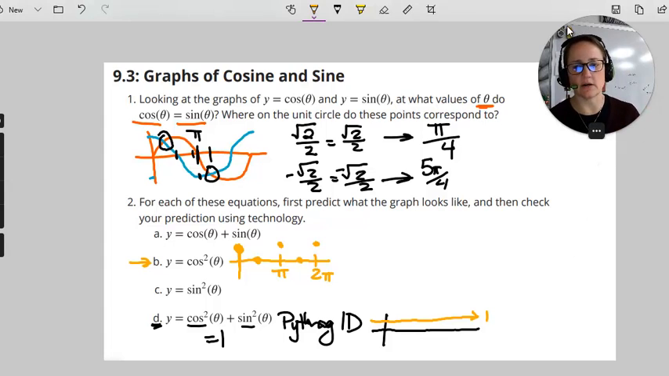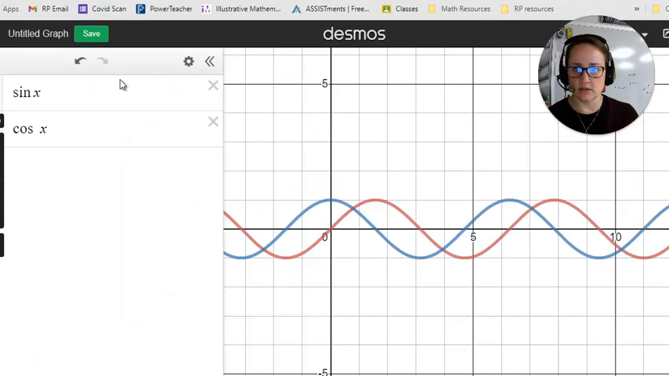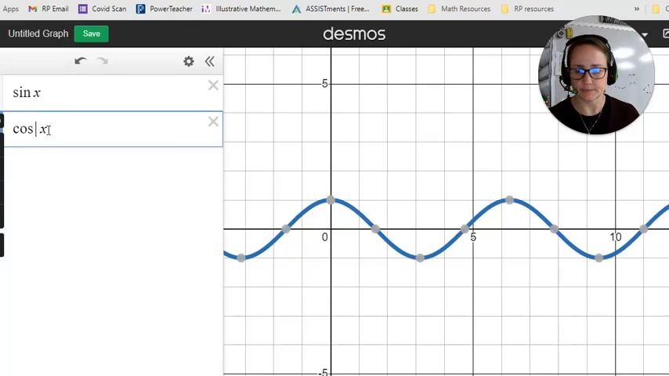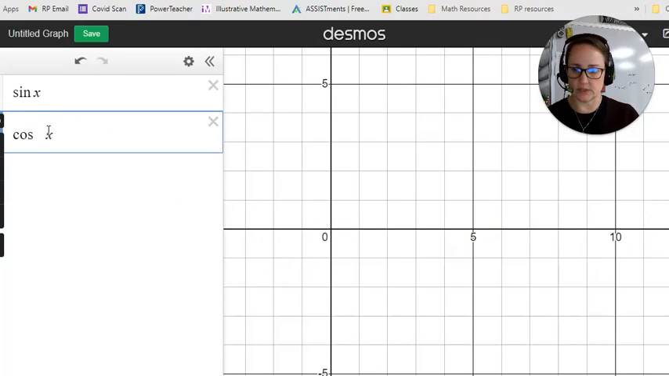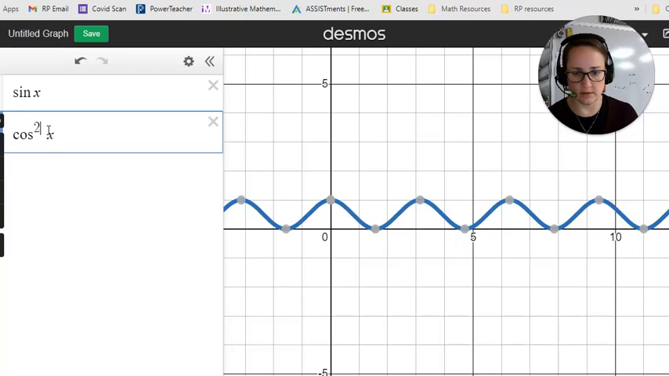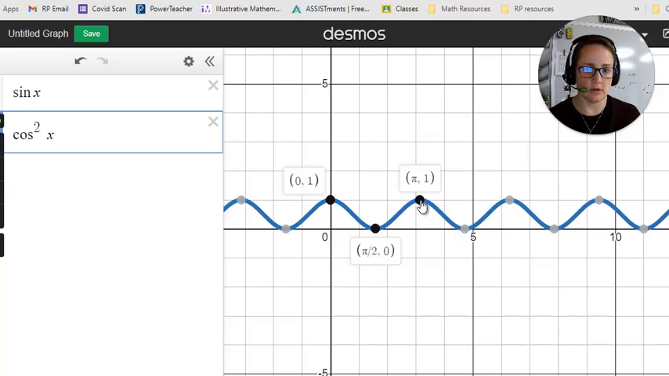Let's go double check. All right, we're going to give this a try in Desmos. So take that cosine graph. I'm just going to turn off my sine graph. And we want to do cosine squared. And now that's matching what I expected. 0, 1, pi over 2, 0, pi 1, 3 pi over 2, 0. And now at 2 pi, I've now done 2 full periods here, so it's like gotten twice as bumpy.